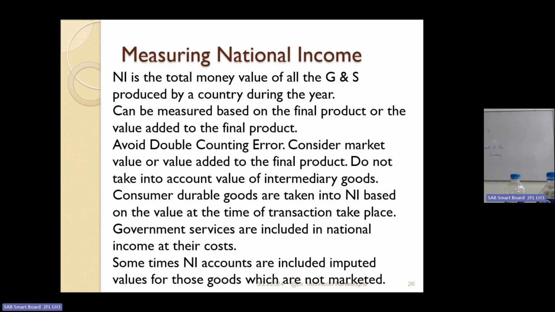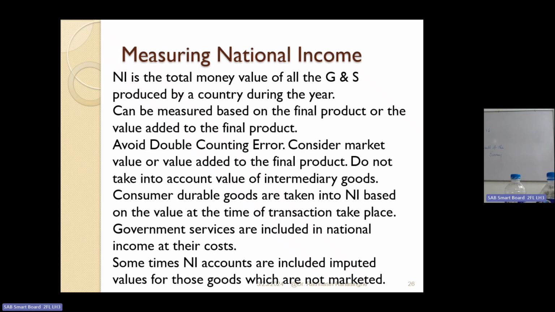Now, in order to avoid the double counting error, we use either the final product or the value addition. So we exclude the intermediate products from the national income calculation. For example, if one industry's output is an intermediate product of another industry, we exclude those intermediate products when we measure the final product.